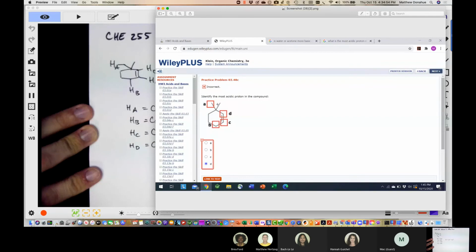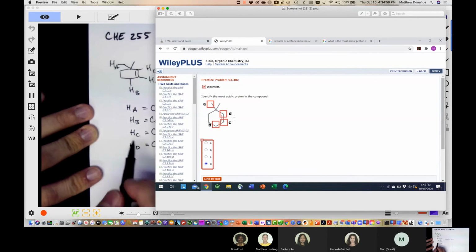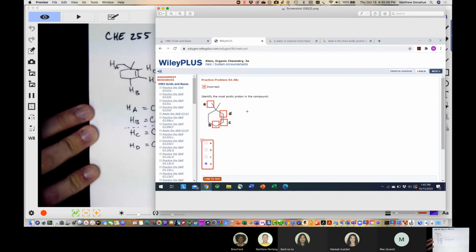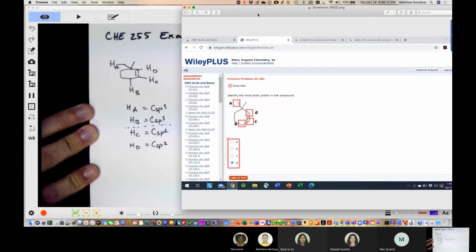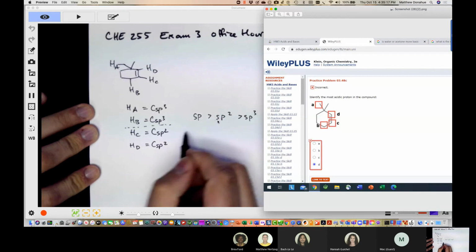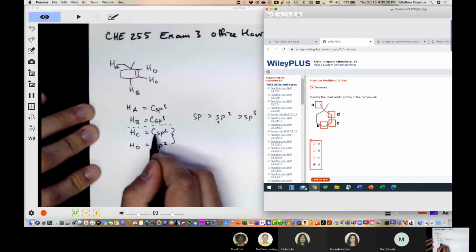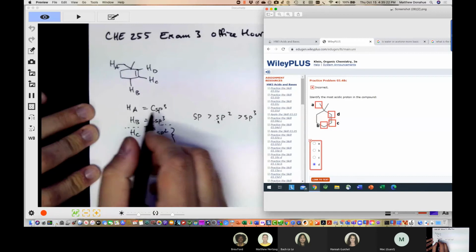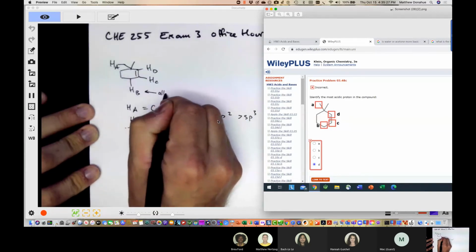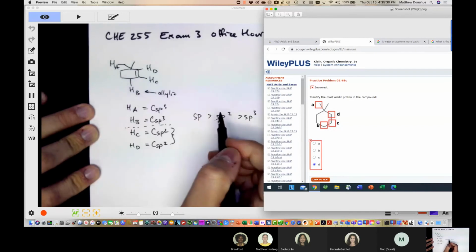it says identify the most acidic proton. So D was chosen as the answer. But if you look here, C and D are both sp2, so you really can't differentiate between them. And while this is not a trick, and the trend is that these should be more acidic than these, HB is a special case because it's allylic to the pi bond.